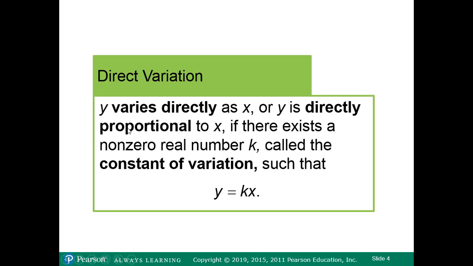So if y is directly proportional to x, there exists a non-zero number k, called the constant of variation, such that this is true. In other words, if we have two variables where the ratio of those two variables is a constant, then those two variables vary directly with each other. If one variable is a constant multiple of the other variable, it's the same thing.